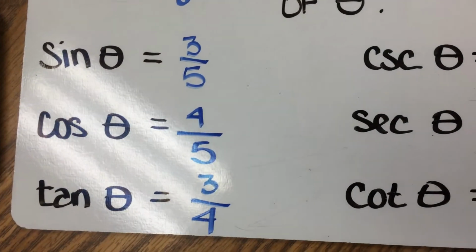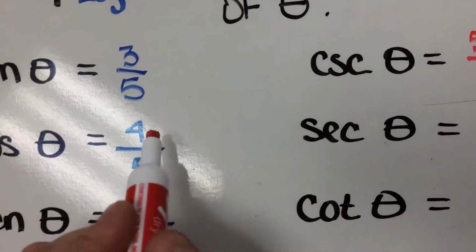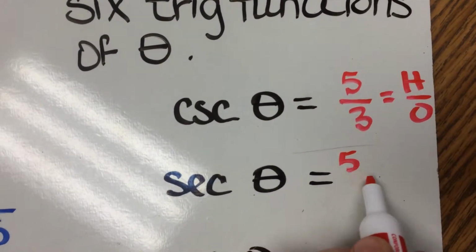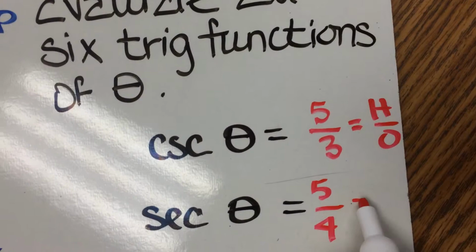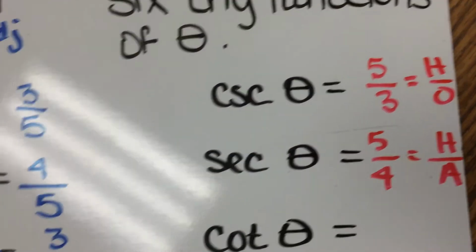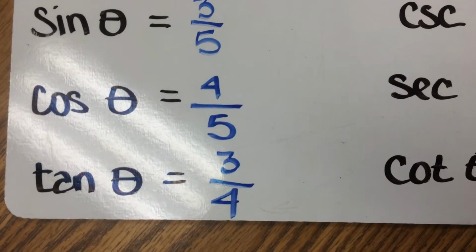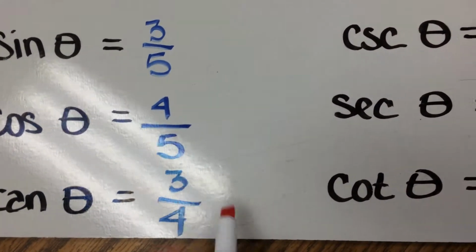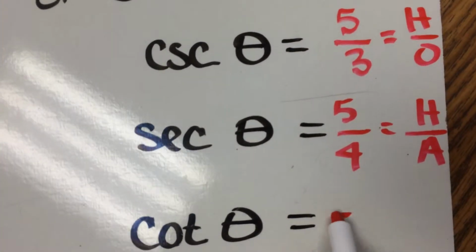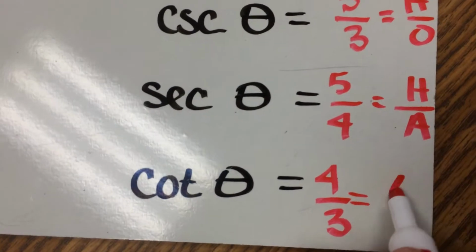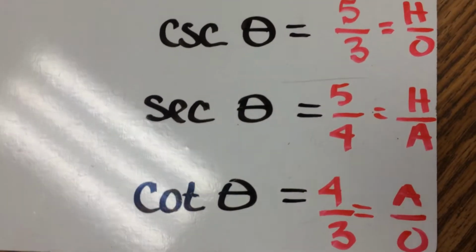Secant is the reciprocal of cosine. So if I flip cosine around here, secant theta is going to turn into 5 over 4. And again, that's hypotenuse over adjacent. And then our sixth trig function is cotangent. It's just the reciprocal of tangent. Tangent's 3/4. So flip that one over. We're going to get 4 over 3, which is adjacent over opposite.